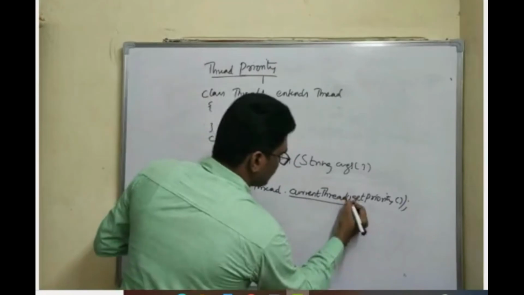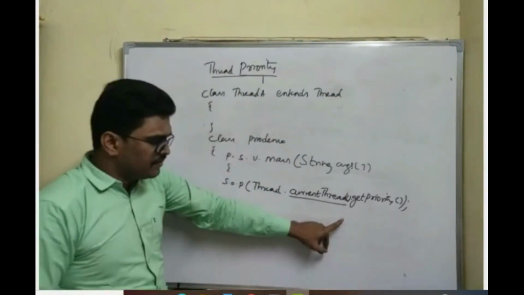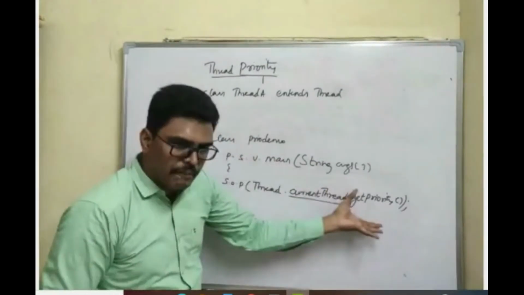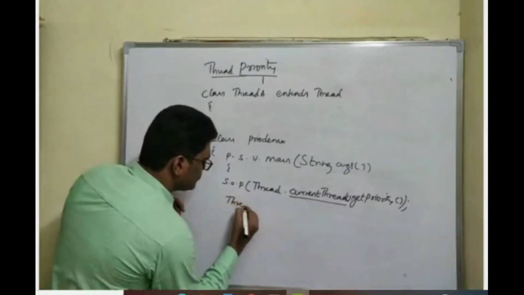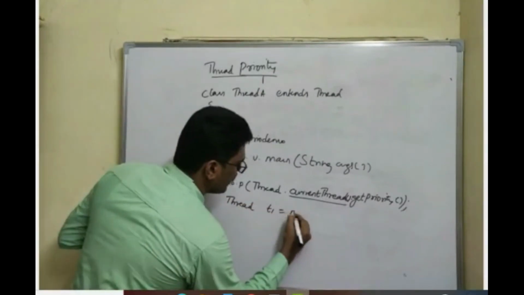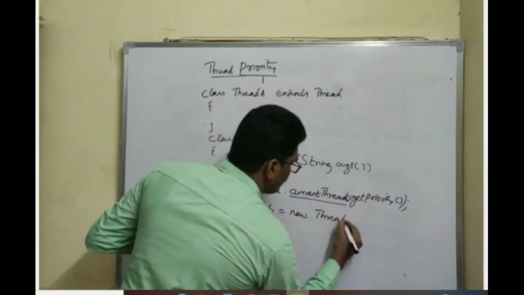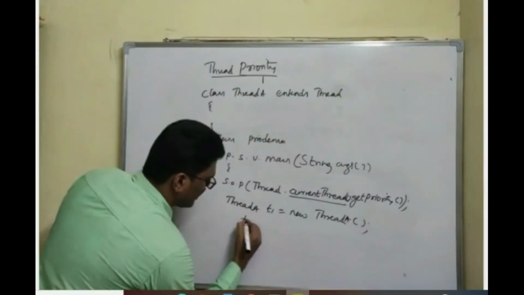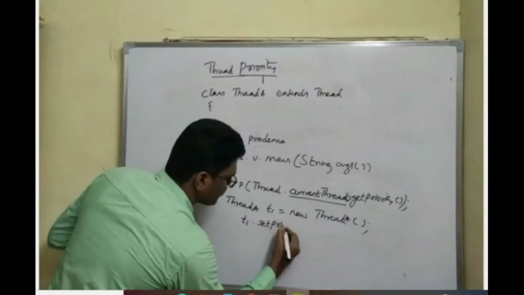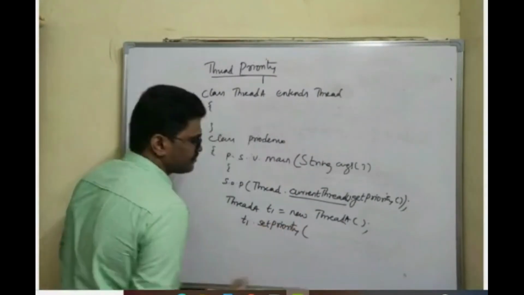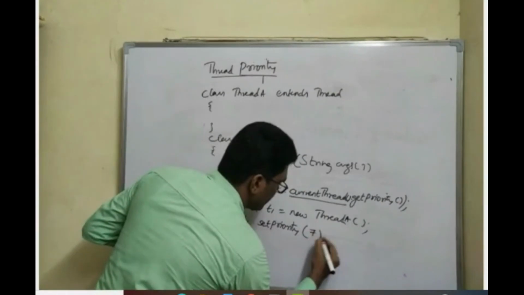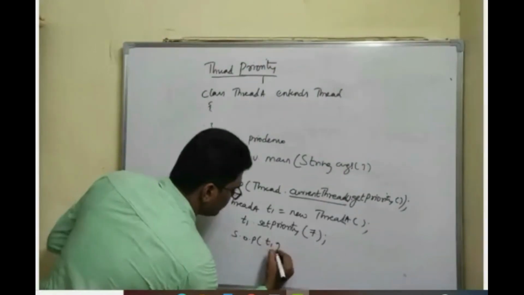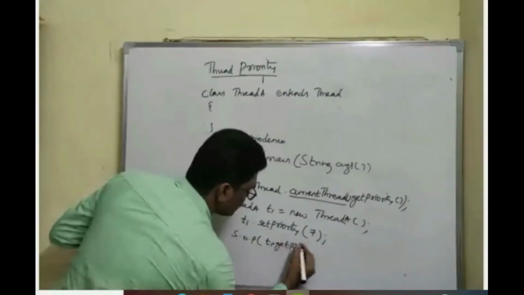You have to call this method. It will return the current thread object. The current thread is your main thread, so you will get its priority value. Now Thread A T1 is equal to new Thread A. Now I'll say T1.setPriority of, suppose, 7. I'll write System.out.println T1.getPriority().